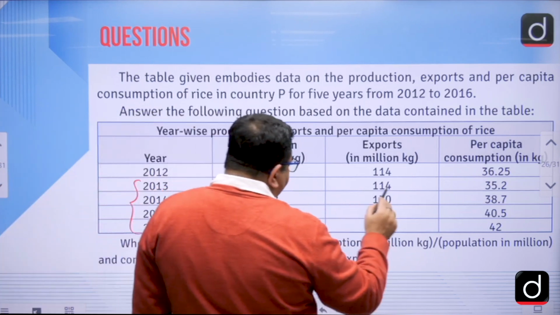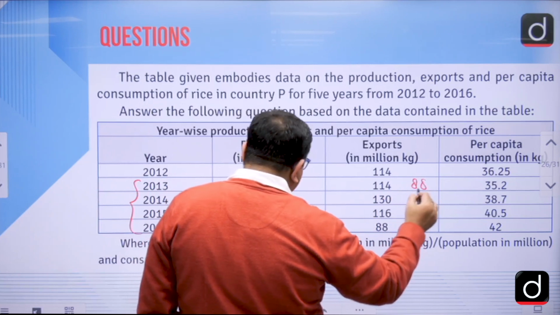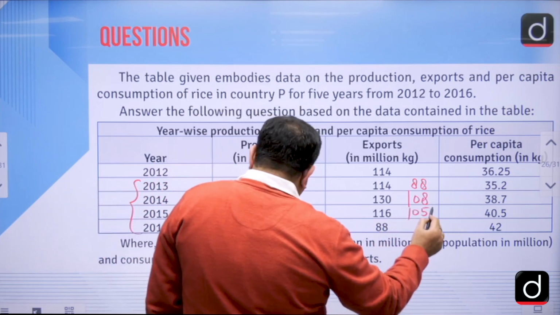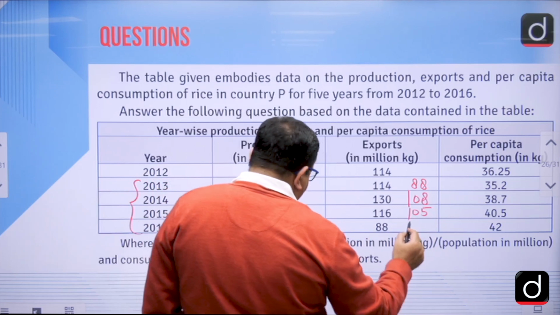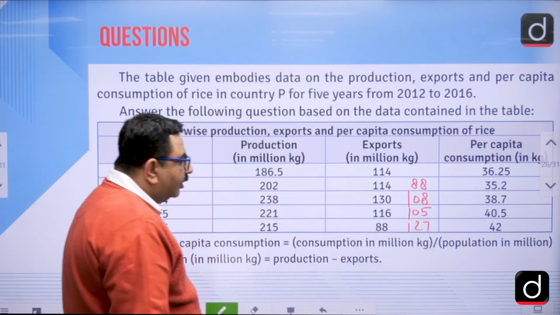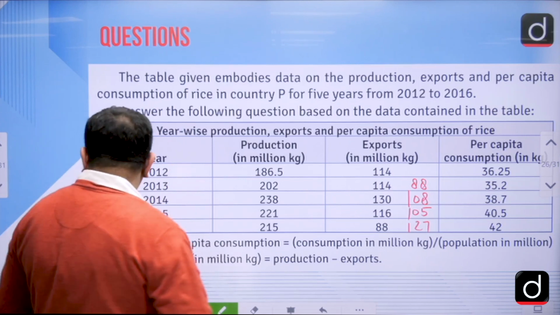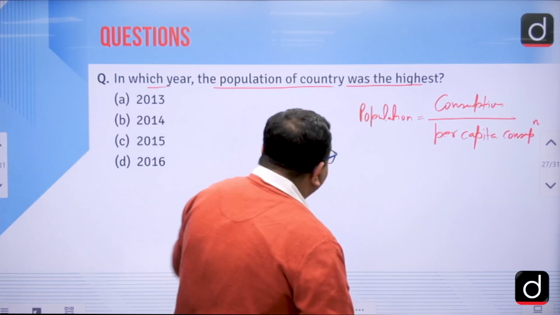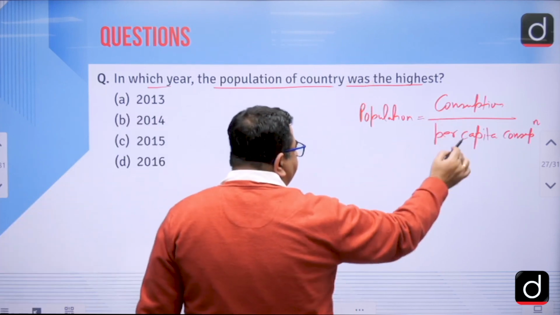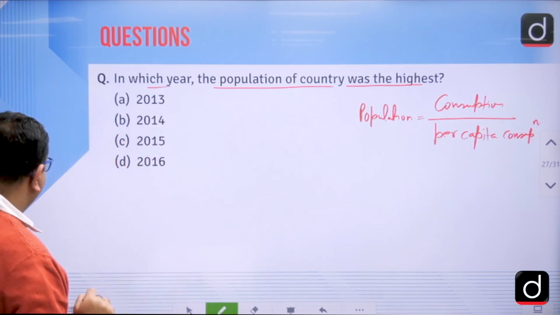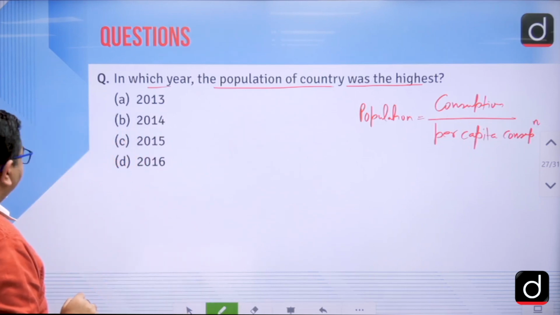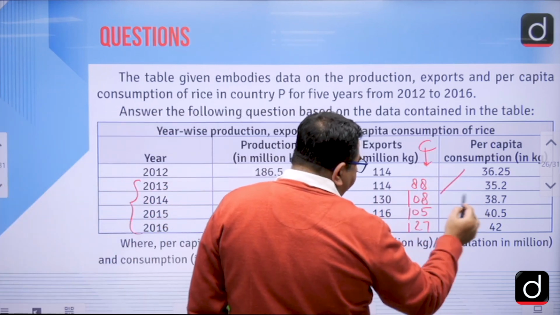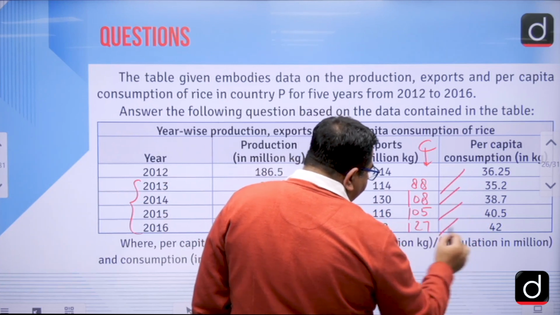So first of all we can write total consumption. This is 88, this is 108, this is 105 and this is 127, right? Now again we have to find the ratio, let's check once again, for population of the country. Population is what? Consumption divided by per capita consumption, right? So these are the values of consumption divided by per capita consumption. So this we have to find.